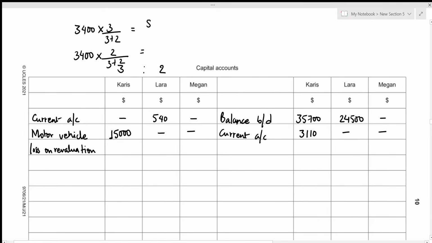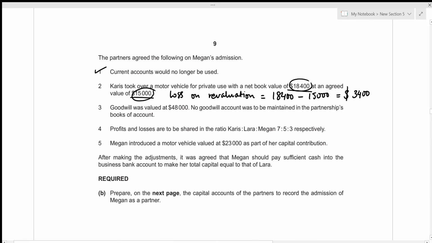So for Karis, it amounts to 2,040. For Lara, it amounts to 1,360. Let's write that down. All right, so we are done with the second point. Then the third one, goodwill was valued at 48,000.